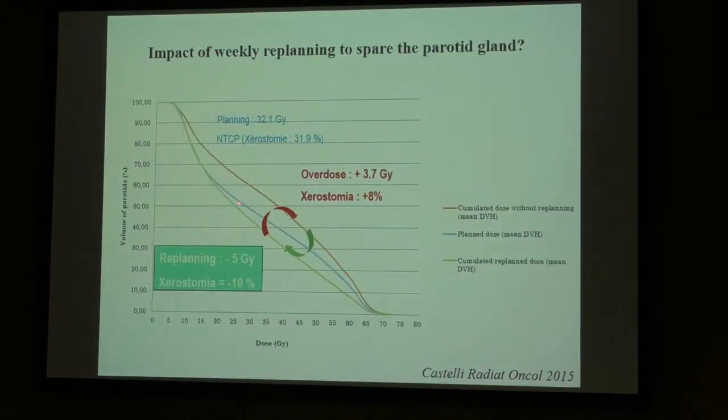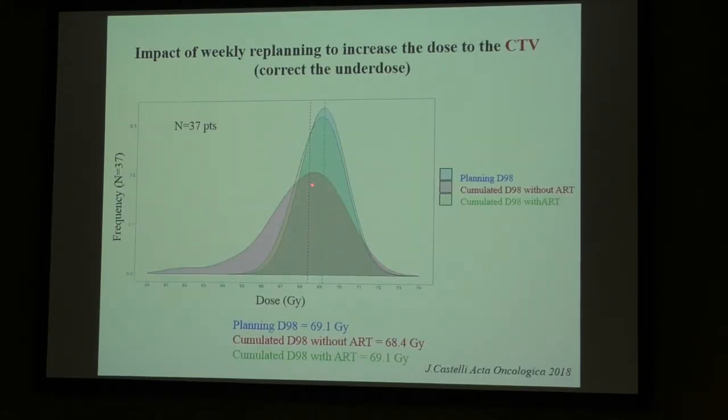And again, in this series of patients, due to anatomical deformation, there was a parotid gland overdose without doing anything. But by doing, in this case, a weekly replanning, it was possible to really decrease the dose in the parotid gland. This is theory, and replanning also allows to correct for the CTV underdose.